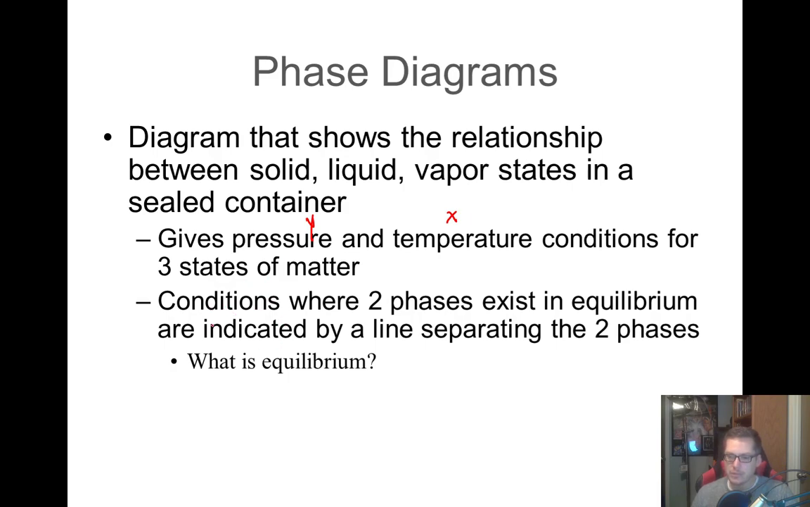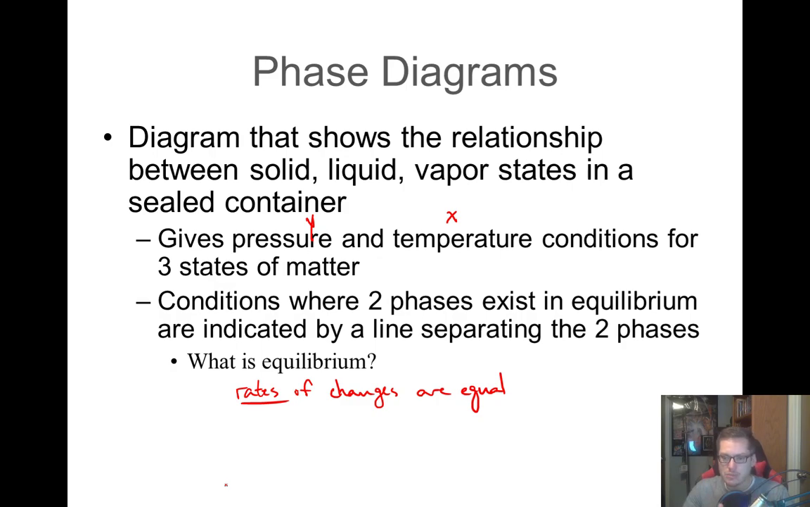And then the conditions where two phases exist in equilibrium are indicated by a line that separates the two phases. So remember equilibrium, we talked about this when we talked about vapor pressure. It's probably been a while, so let's refresh. Equilibrium is when the rates of the changes are equal. So if you have a sealed container, remember we reached vapor pressure, a dynamic equilibrium, when the liquid was evaporating and formed enough gas that the gas was condensing just as fast as it was evaporating.